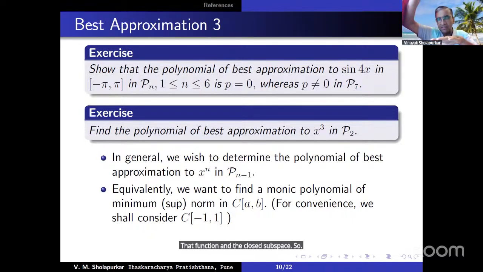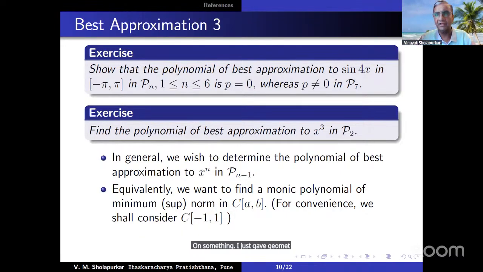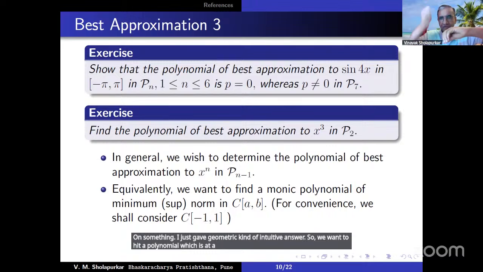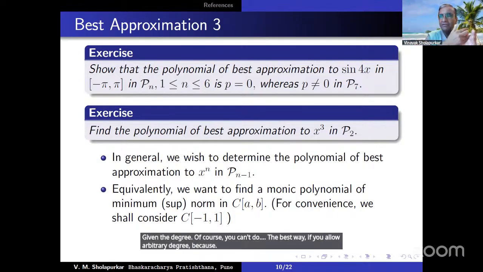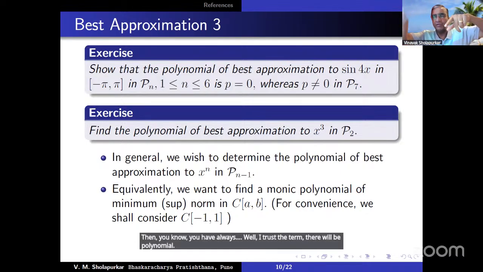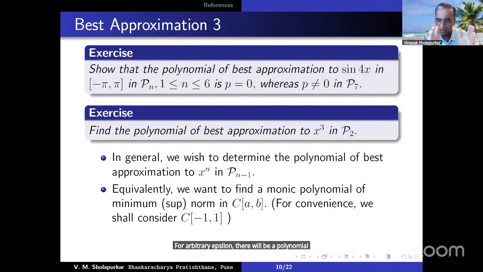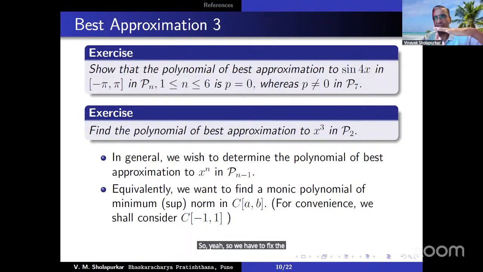So this is just like dropping a perpendicular on something. I just give a geometric, intuitive answer. We want to hit a polynomial which is at a minimum distance from that continuous function, so the norm is smallest. This is the best way you can approximate given the degree. Of course, you can't do the best if you allow arbitrary degree, because by the Weierstrass theorem, for arbitrary epsilon there will be a polynomial at distance less than epsilon. So we have to fix the degree and then ask this question.